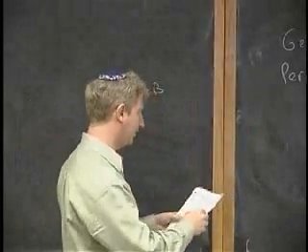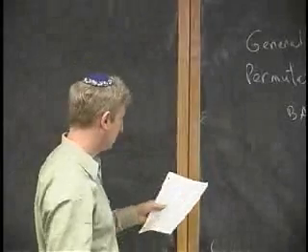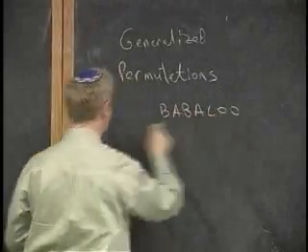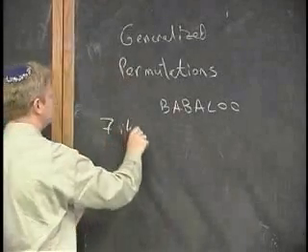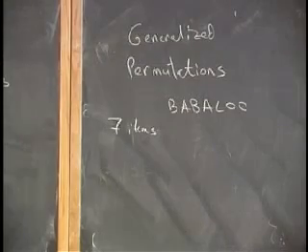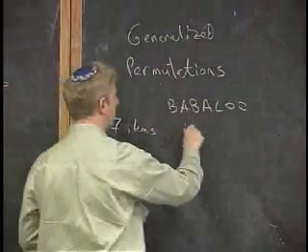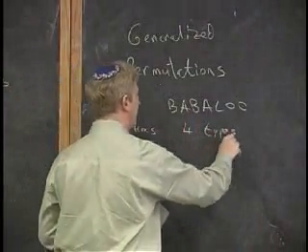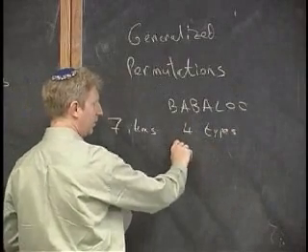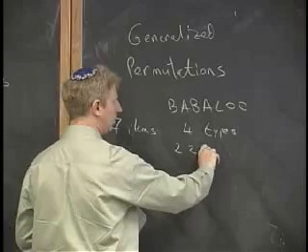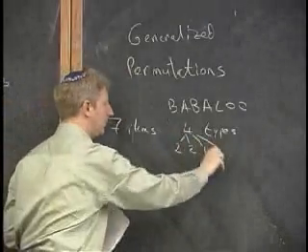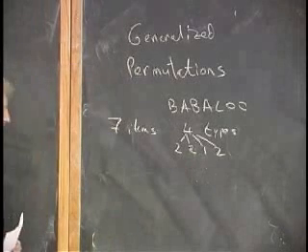Here's the first way. I've got how many different items here? 1, 2, 3, 4, 5, 6, 7 items. How many different types do I have? 1, 2, 3, 4 different types. 4 types. And more specifically, how many of each type do I have? I have 2, 2, 1, and 2. That represents the number of each type.